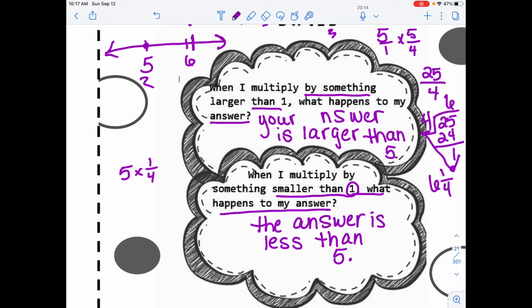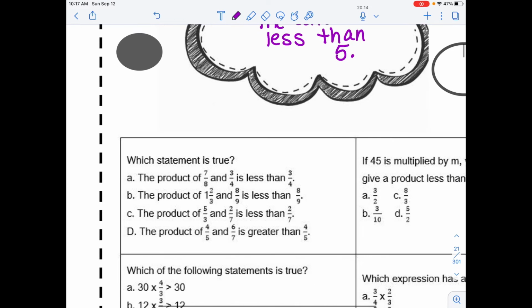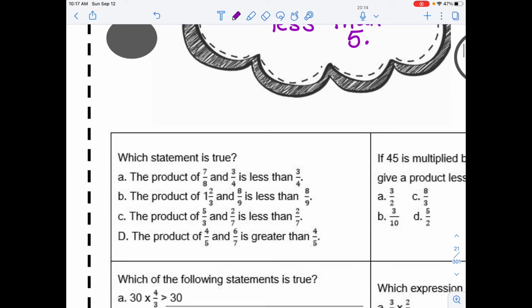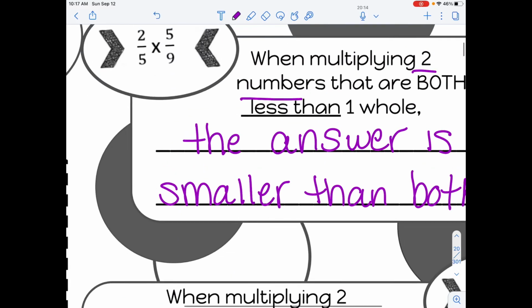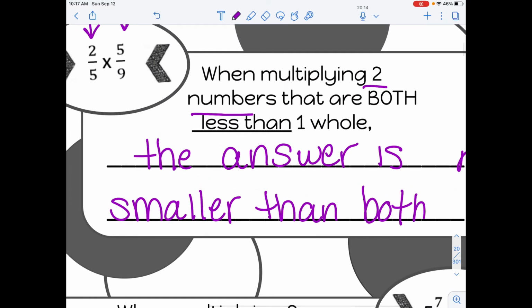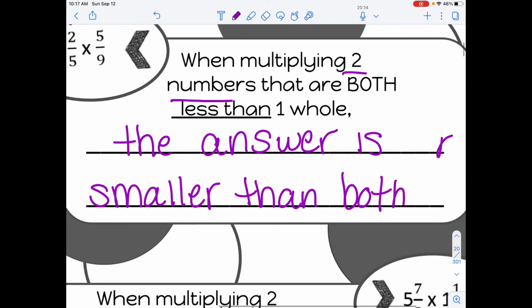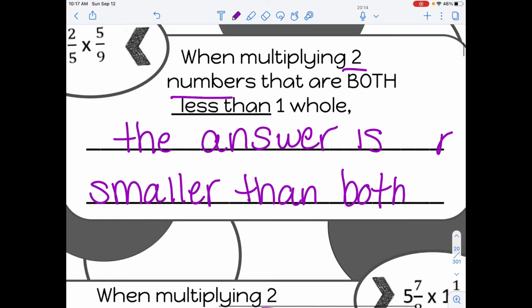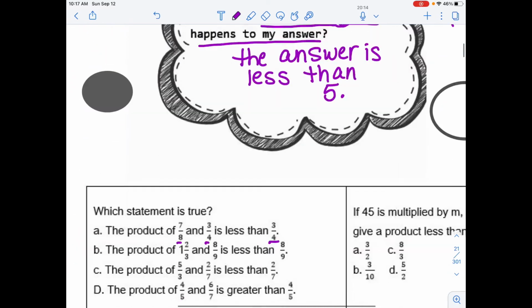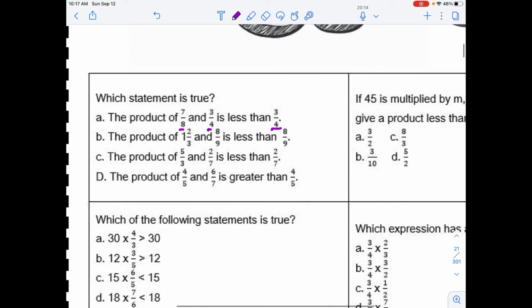Okay, let's do some example problems. All right, which statement is true? The product of 7/8 and 3/4 is less than 3/4. Well, if you go back to your notes, it says when multiplying two numbers that are both less than 1 whole, the answer is smaller than both. So that is true. So that could be true. Let's put a check mark.